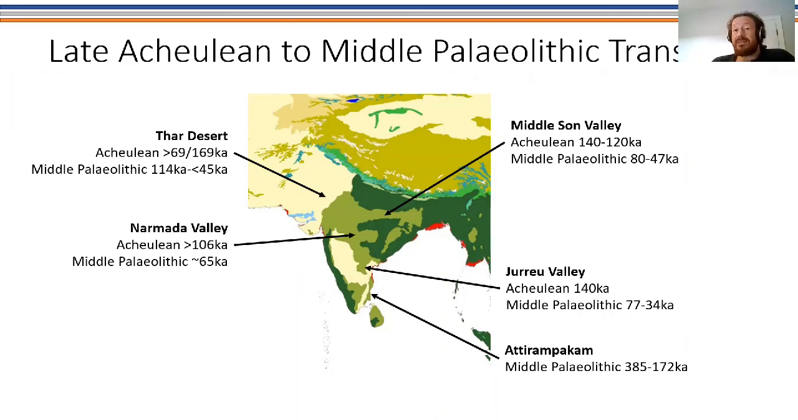Secondly, and on a related matter, South Asia is large and it's ecologically diverse. So it's plausible that populations in different parts of the subcontinent used significantly different toolkits. So this demands that we question why Acheulean technologies could have persisted so late in some regions, such as the Middle Son Valley and Joorwa Valley, but not others. And similarly, why Middle Paleolithic technologies appeared in some regions, such as Attirampakkam, but didn't appear to spread, or only spread at a much later time frame.